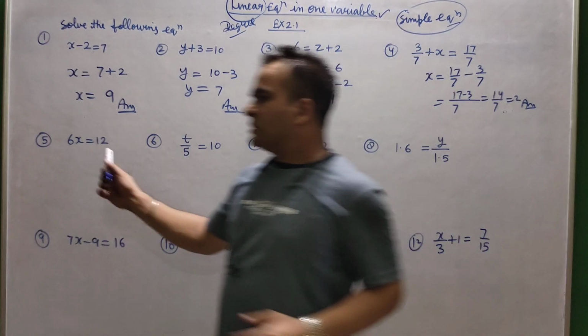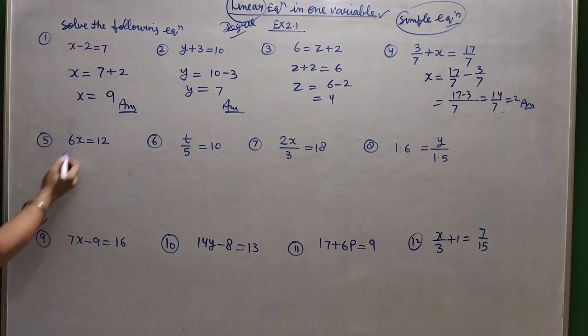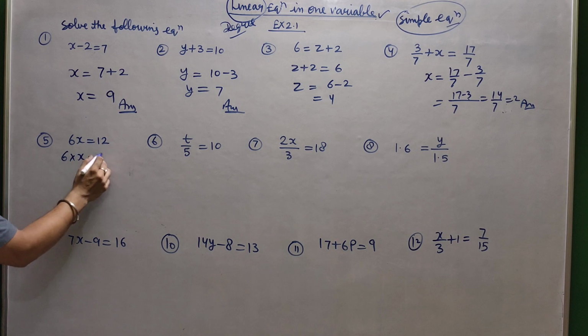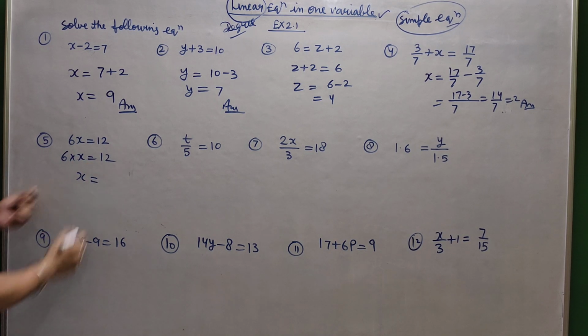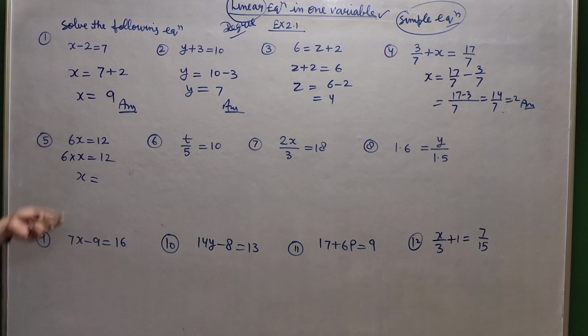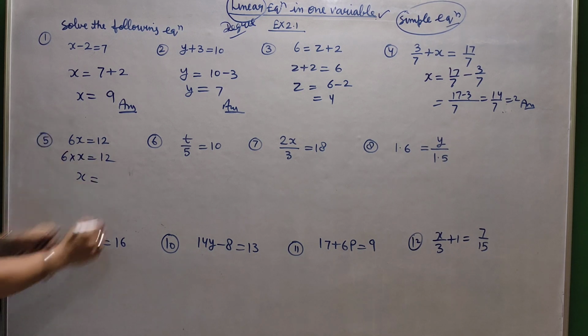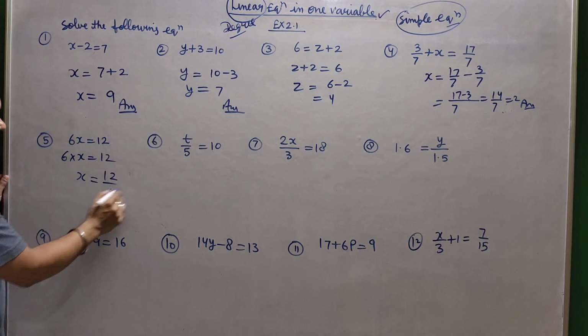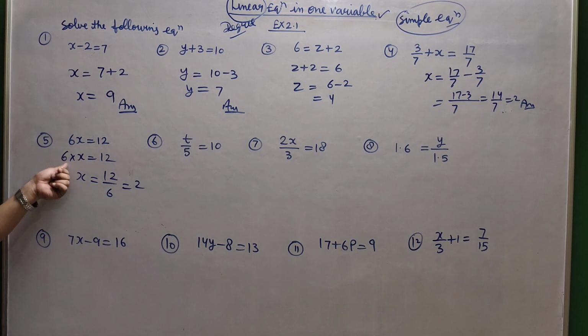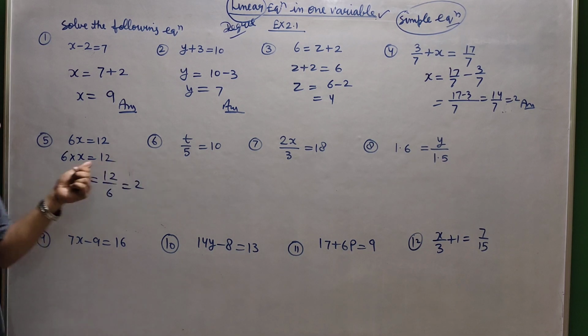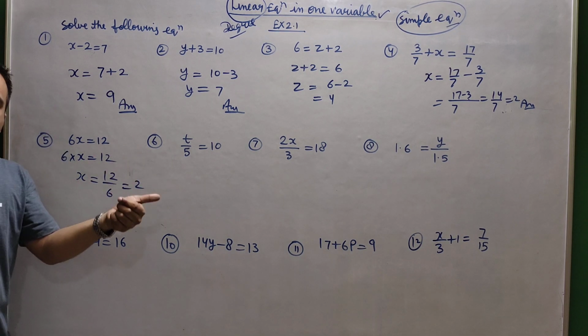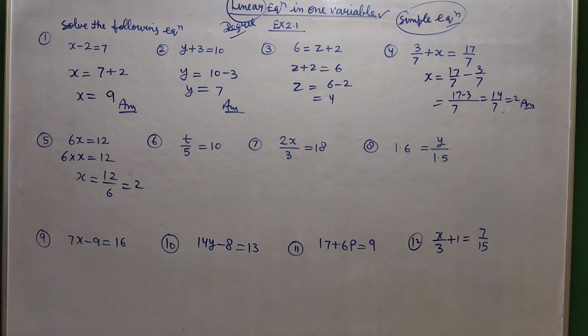Now here you can see this is 6 into x. Suppose it is 6x, so you can write it as 6 into x, and transposition says if any number is multiplied with a variable, then it will shift to the other side and divide. If it is in plus, then it will shift in minus. If it is in divide, it will shift in multiply. This is the transposition, right?